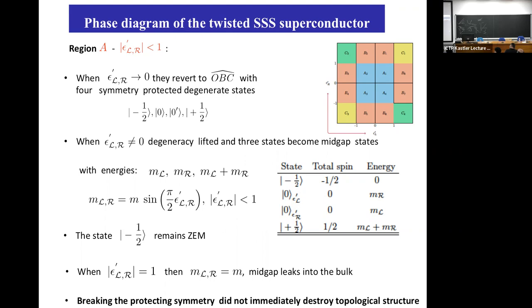The energies by which they become gapped are given by this expression: m left and m right are given by the mass gap times sine of pi over 2 epsilon, which gives the deviation. So you see when it reaches pi, it becomes equal to m and leaks into the bulk. For epsilon less than 1, it is going to be a mid-gap state. So the edge state splits: the minus half still remains at 0. On the right, if I have epsilon R and epsilon L, I will have mR and mL, while the plus half now has combined energy, and only the minus half remains a zero energy mode.